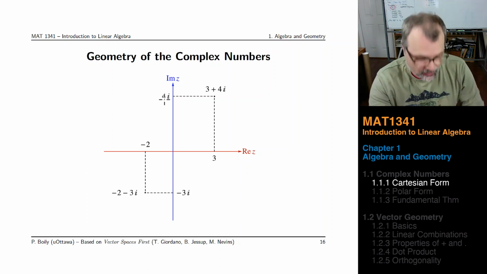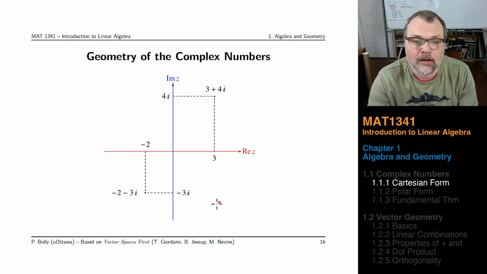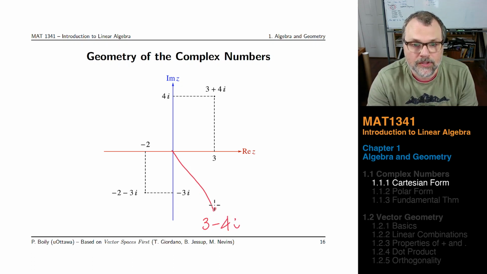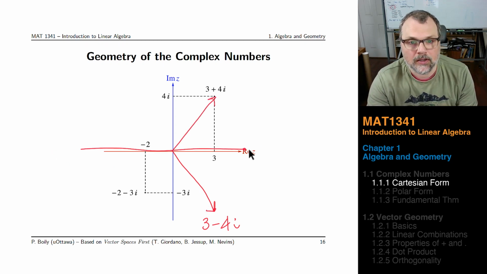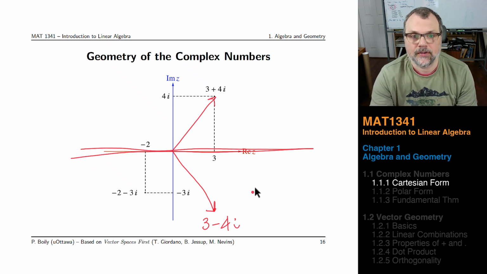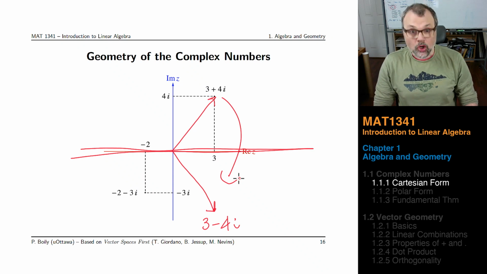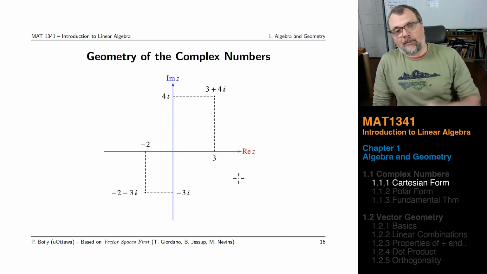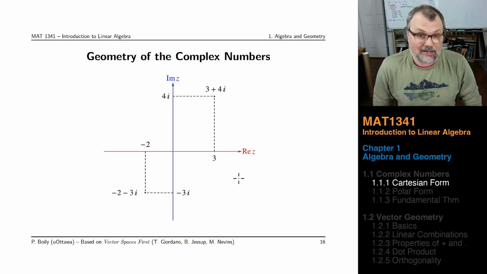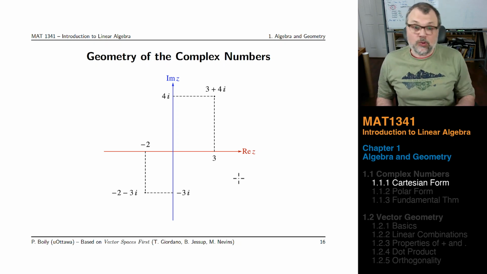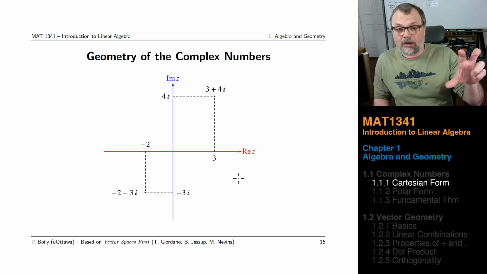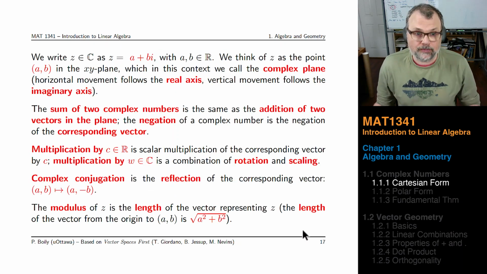So if this is 3 plus 4i, right here, 3 minus 4i is the point which is the reflection of 3 plus 4i in the real axis, right? Reflect this to this one there. There is no equivalent operation of reflecting in the imaginary axis. I mean, you can reflect in the imaginary axis, which would mean that you just change the sign of the real part, but that doesn't really give us anything useful.